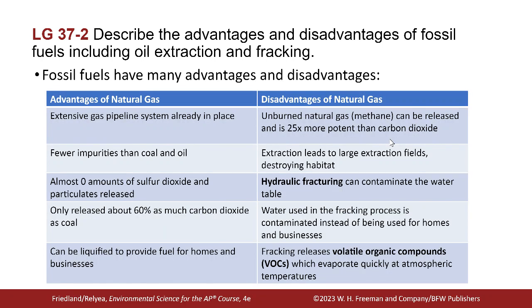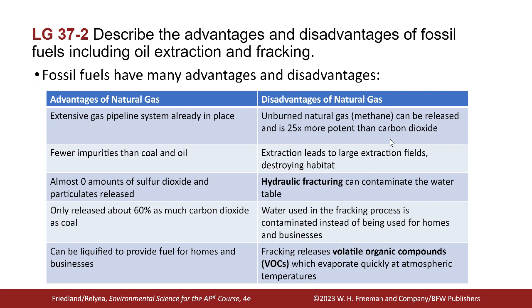Alright. Good. So now we're on to natural gas. Extensive gas pipelines are already in place. So the United States actually has a pretty good infrastructure for our natural gas system. There are fewer impurities than in coal and oil, so when you burn it, you have less sulfur dioxide, less CO2. And we can also liquefy it to travel around the world, such as our propane tanks. If you have a gas grill at home, that's what it uses, natural gas.